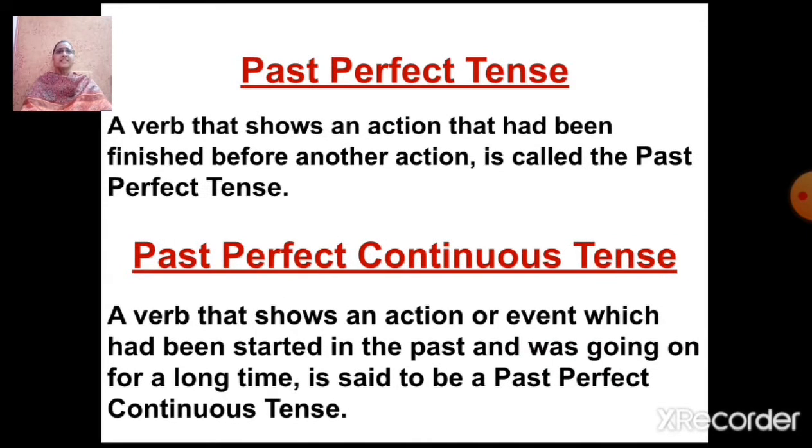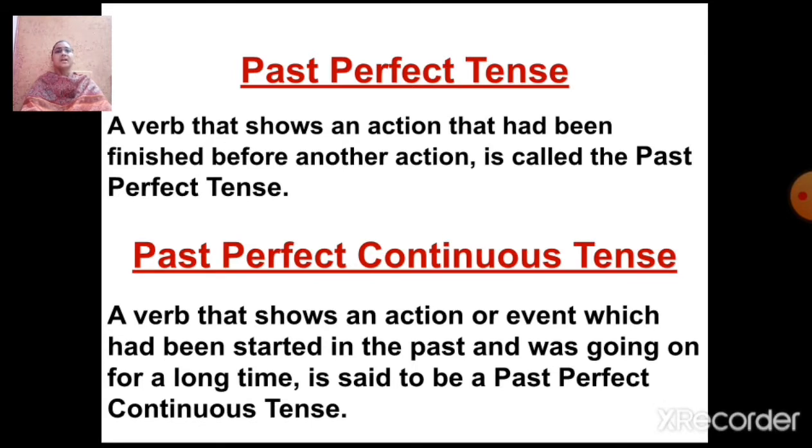Now let's revise past perfect tense. A verb that shows an action that had been finished before another action is called the past perfect tense. Now here the formula used is had plus third form of verb.